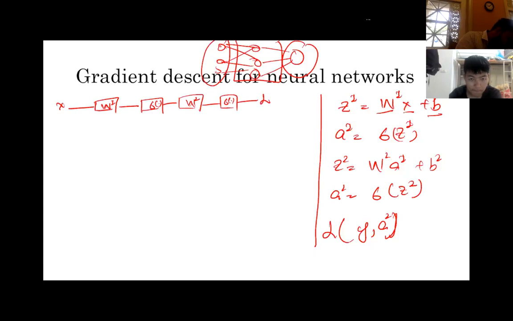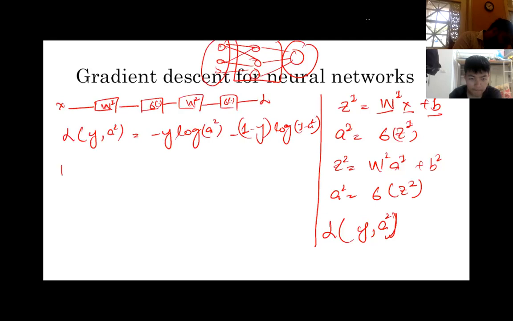And the loss, we already have seen it yesterday. The loss of y and a2 is minus, and we have one sample, y log of a2 minus (1 minus y) log of 1 minus a2.